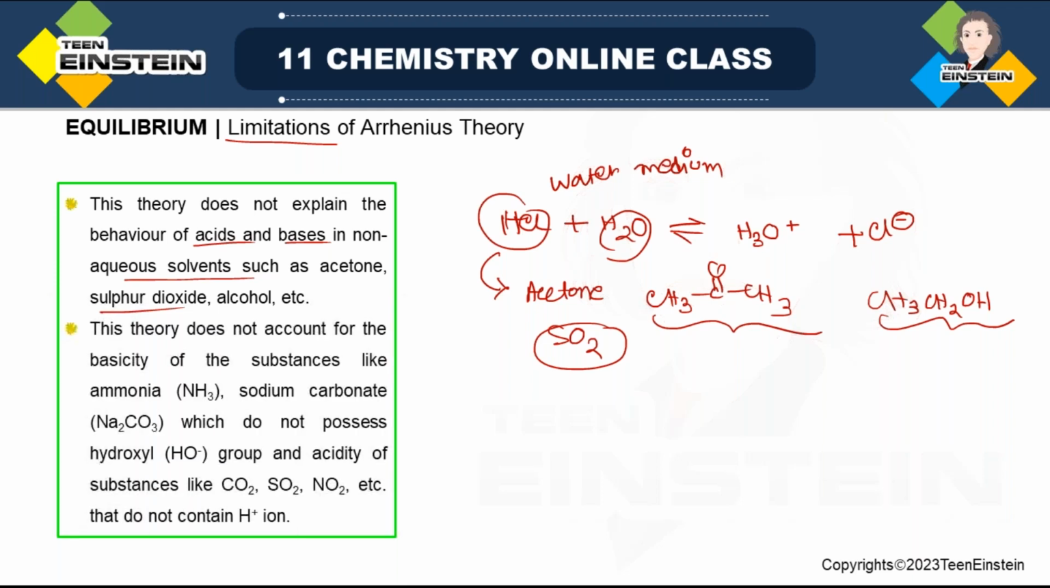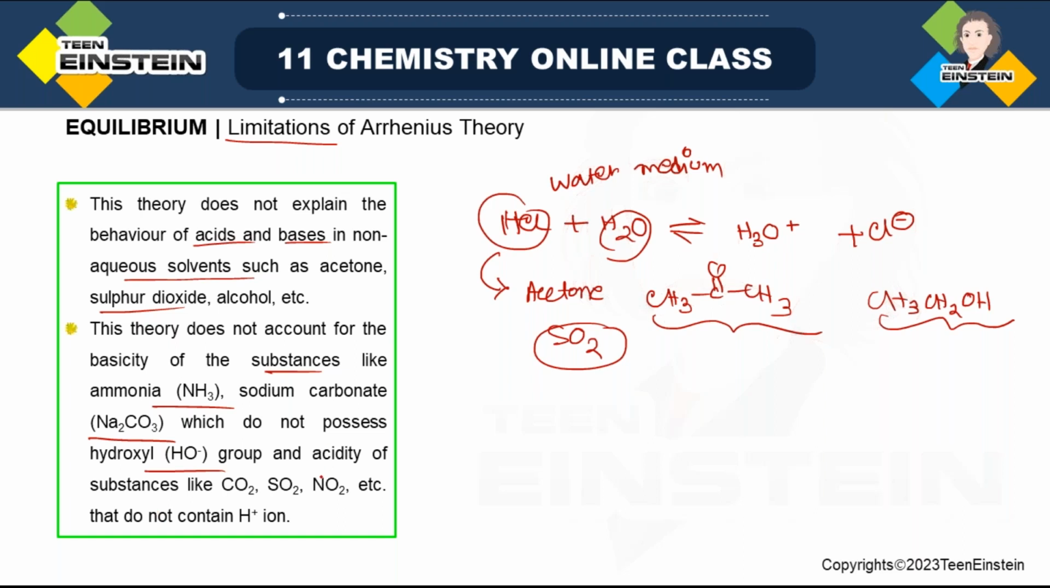There is another problem. The theory doesn't account for the basicity of substances like ammonia. We have seen the definition that there must be production of HO minus, so before dissociation there must be HO minus ion. But look at these bases. There is no presence of HO minus. Sodium carbonate, ammonia, there is no HO minus group. So how to explain? Are they not bases? But they are also bases. But according to Arrhenius, we cannot call them bases.